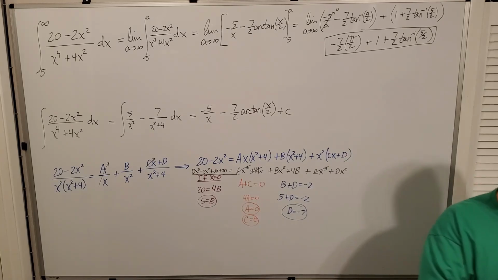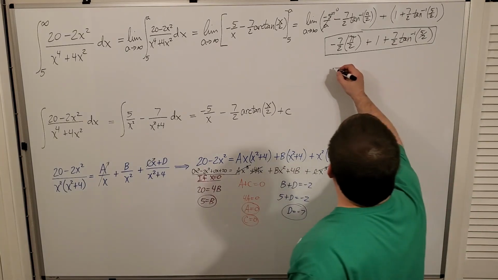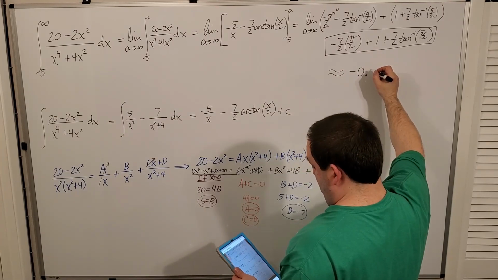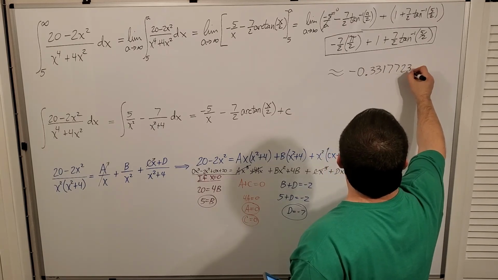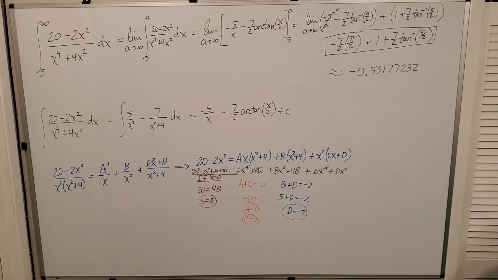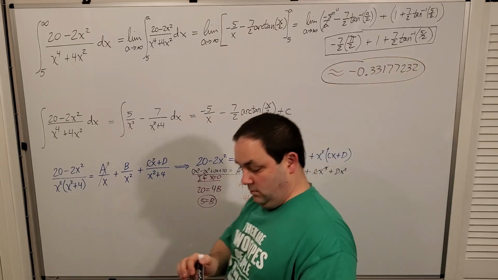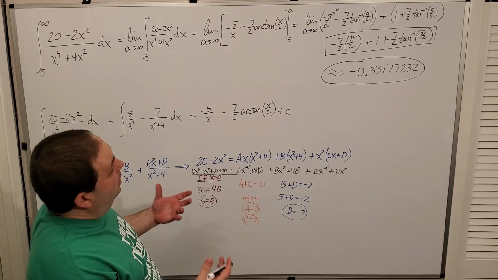So here I go. I'm plugging in negative 7 pi over 4 plus 1 plus 7 over 2 inverse tangent 5 halves. And what I'm getting is that this is approximately equal to negative 0.33177232. Okay? So of course, depending on which way you want to represent your answer, it could be either one of those.